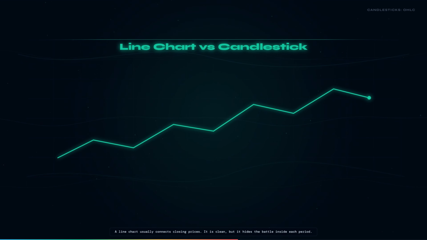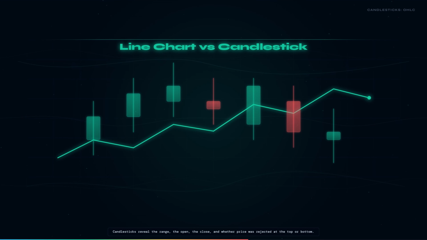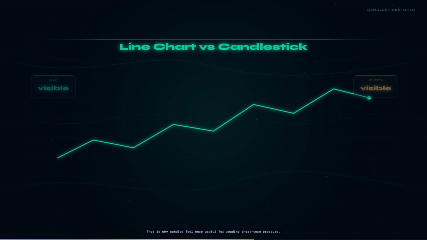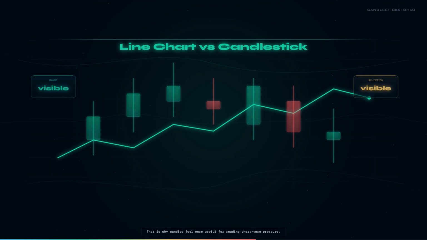A line chart usually connects closing prices. It is clean, but it hides the battle inside each period. Candlesticks reveal the range, the open, the close, and whether price was rejected at the top or bottom. That is why candles feel more useful for reading short-term pressure.